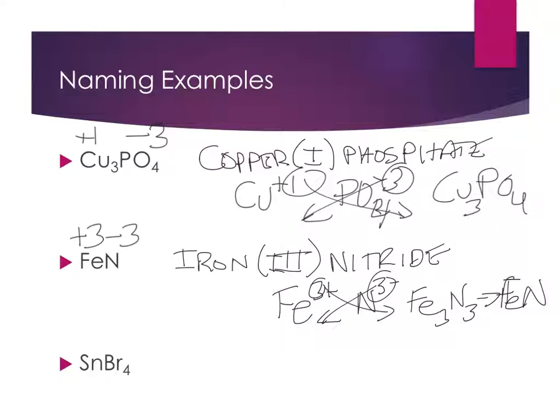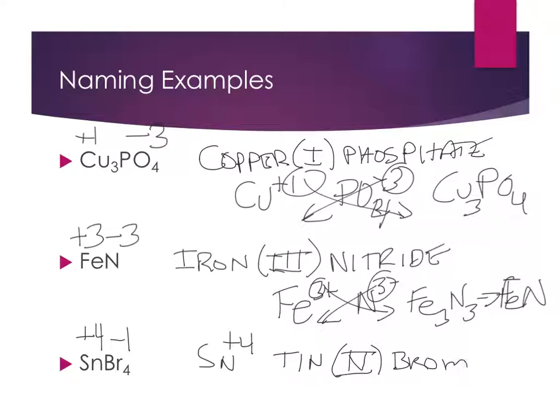I'm not going to worry about the crisscross for this one, but I know that tin has to be plus 4 because I have 4 bromines and each one is minus 1. So this is minus 1. This has to be plus 4. Right, so it's tin 4. So we would write tin, then the Roman numeral 4, bromide. And it's not any more difficult than that, right?